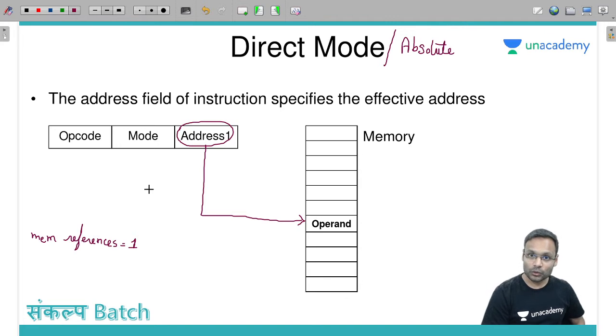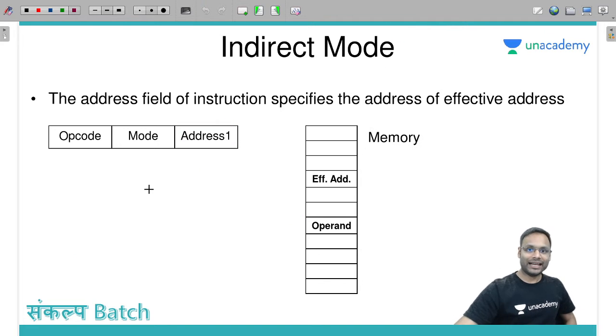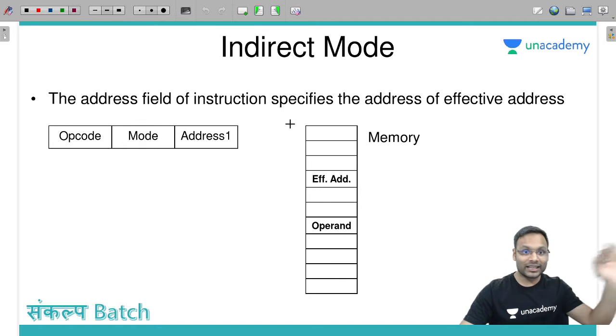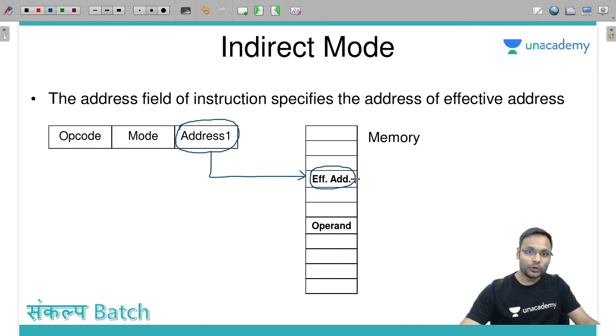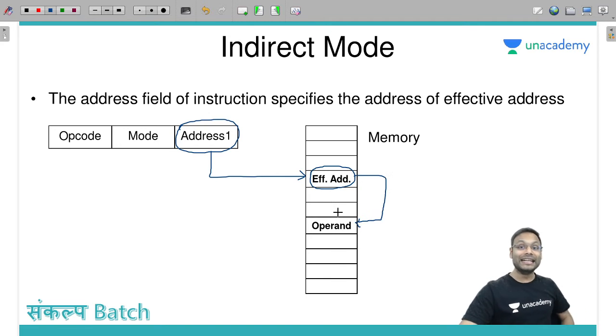Correct? Understood? Fine. Next, indirect mode. Now you will not directly get the operand. You will have this address part. Using this address part, you will go to the memory. There you will not get the operand. You will get another address. This address you will use to access the memory once again. Then you will get the operand indirectly.